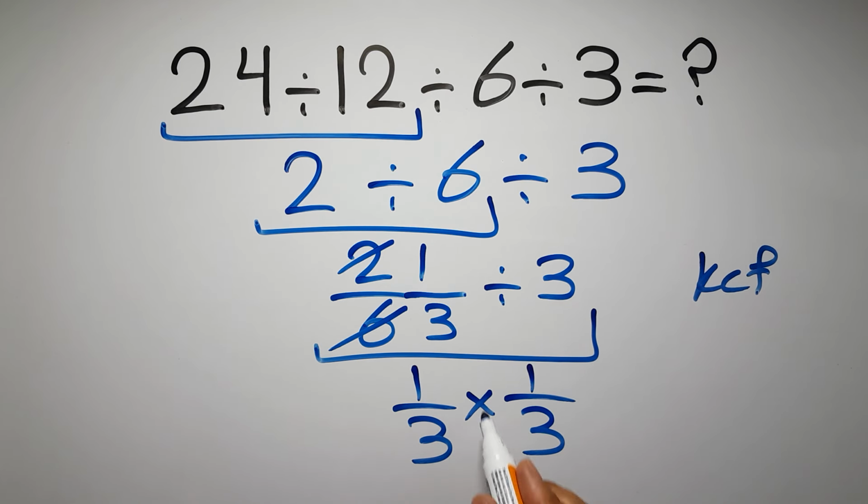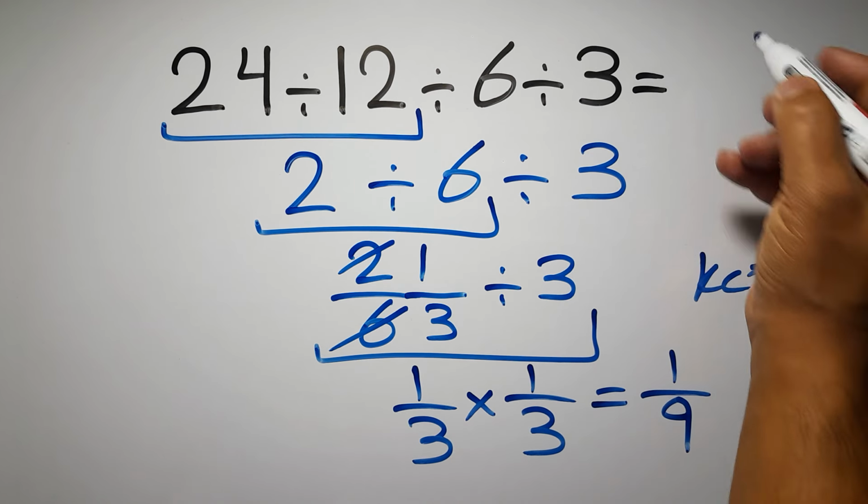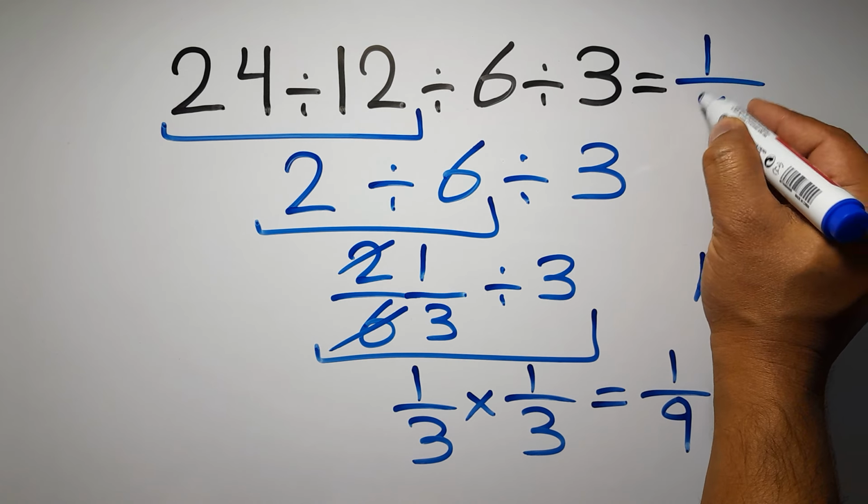1 over 3 times 1 over 3, which equals 1 over 3 times 3, which equals 9. So 1 over 9. And this is our final answer to this problem. The correct answer is 1 over 9.